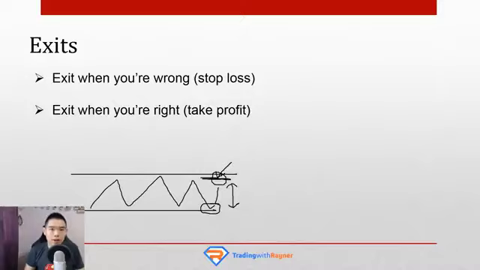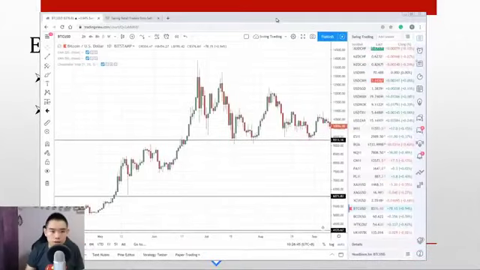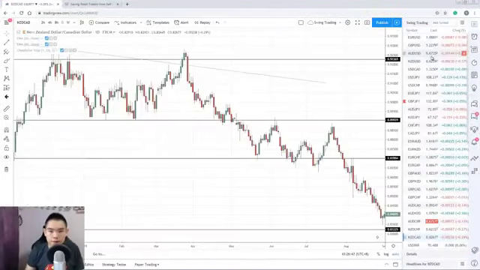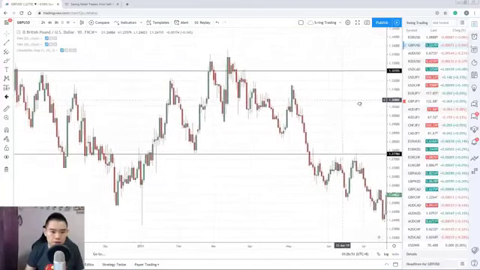So right now you've learned the MAEV formula: market structure, area of value, entry trigger, and exits. Let me walk you through a few examples to encapsulate what you have just learned. First one, let's look at pound dollar. So pound dollar, you can see over here.